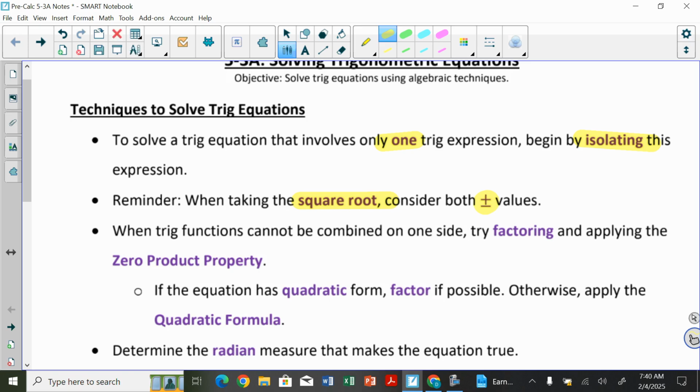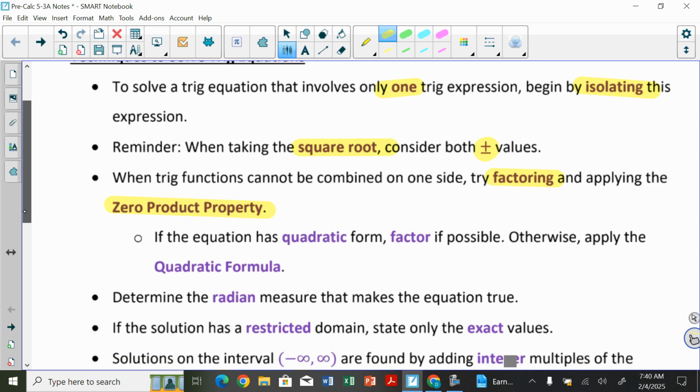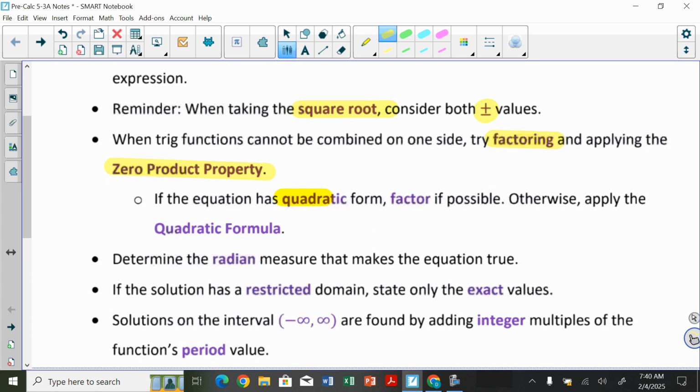When they cannot be combined on one side, try to factor. So factoring is an option as well. We're just using algebraic techniques to do this, and then the zero product property. Remember what that is: when you get your factors, set them equal to 0 and solve. If the equation has a quadratic form, try to factor it if you can. That's always the first check. And remember, just like in the past with non-trig stuff, if you couldn't factor it, you can always use the quadratic formula.